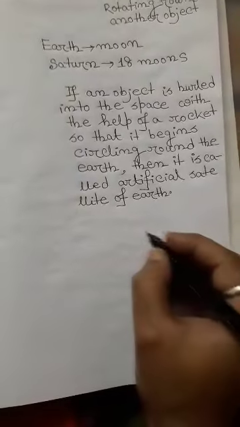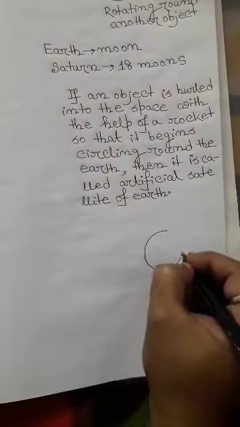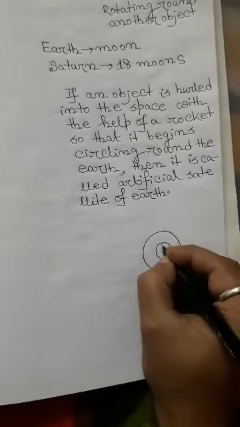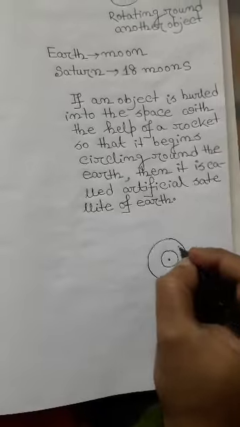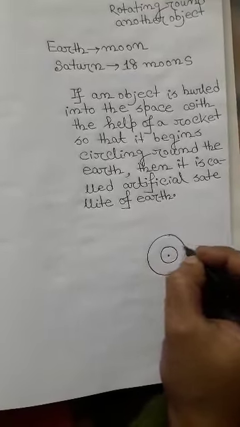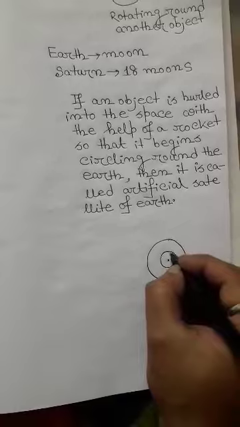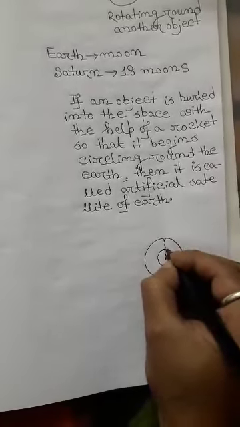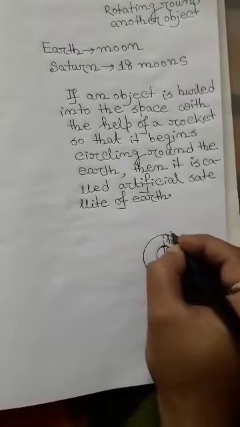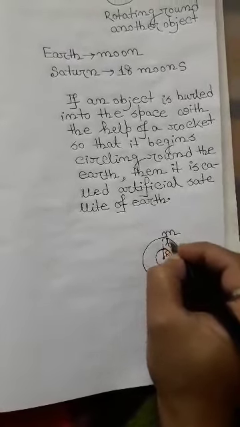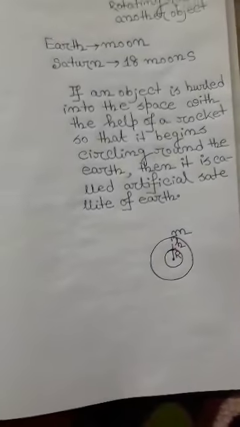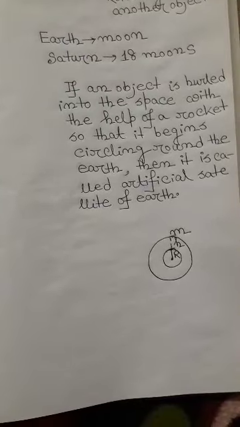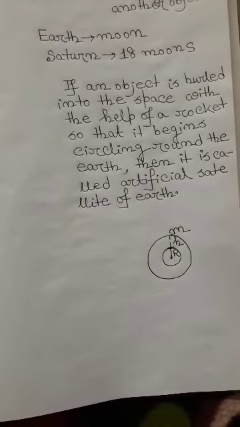So if we draw a picture, this is simply the earth. This is the radius of the earth, R, and the satellite is located at a height h from the earth's surface. If we consider an artificial satellite of mass small m, it is located at a height h from the earth's surface.